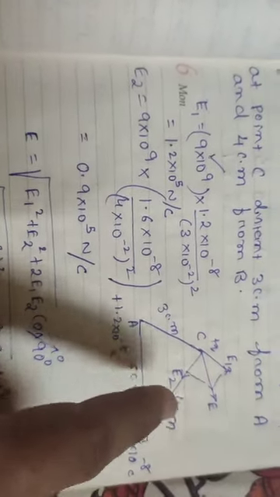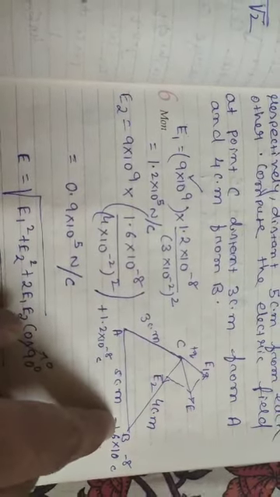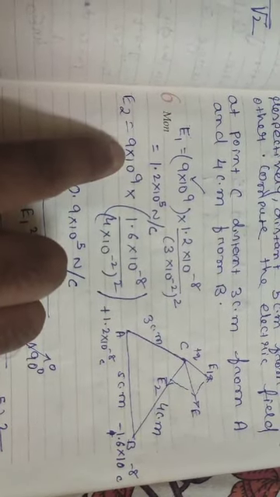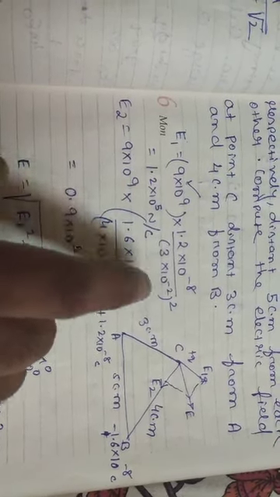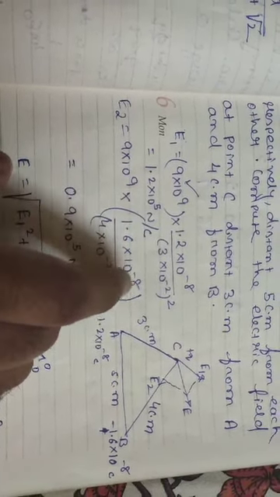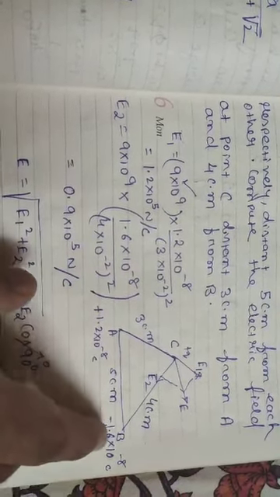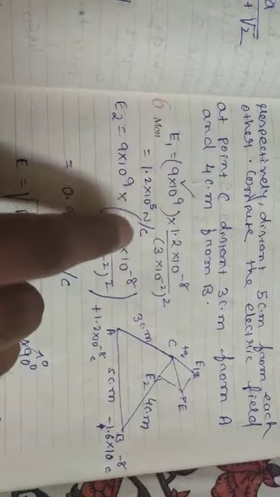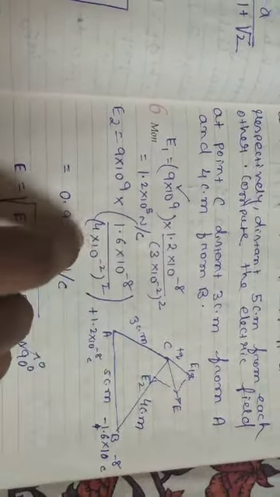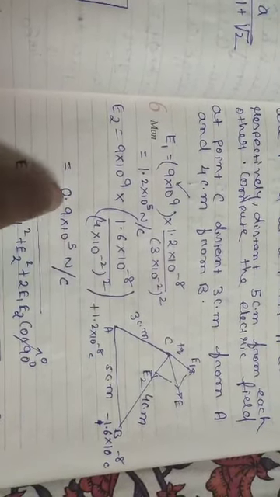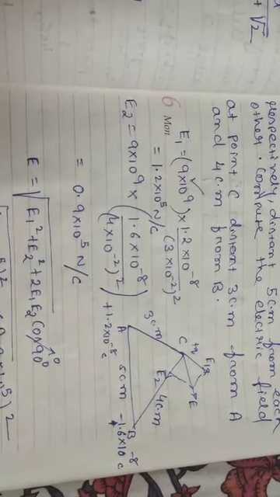Now let us find E2. E2 is because of what? This charge. So you will place again 1 by 4 pi epsilon naught, same formula, 9 into 10 to the power 9 multiplied by 1.6 into 10 to the power minus 8, divided by, that's why I placed it and neglected the minus sign. What is the distance? 4. So 4 into 10 to the power minus 2 whole square. So we will get the answer 0.9 into 10 to the power 5 Newton per Coulomb.